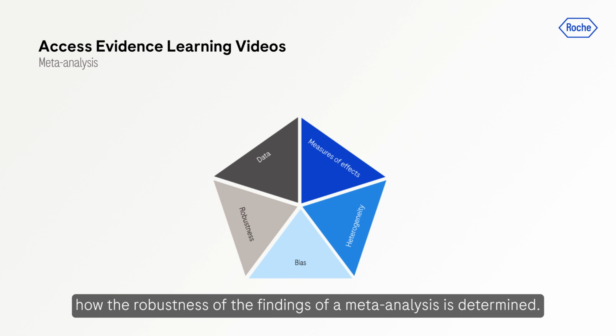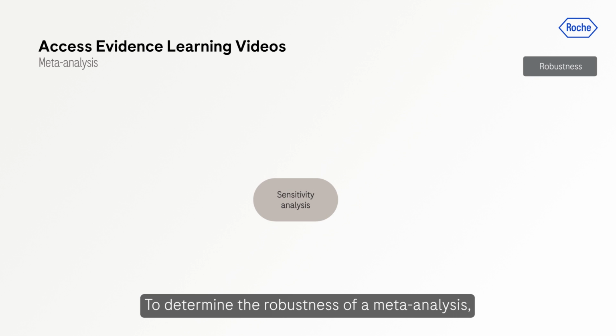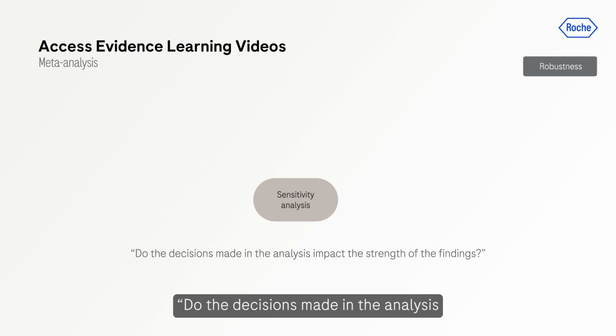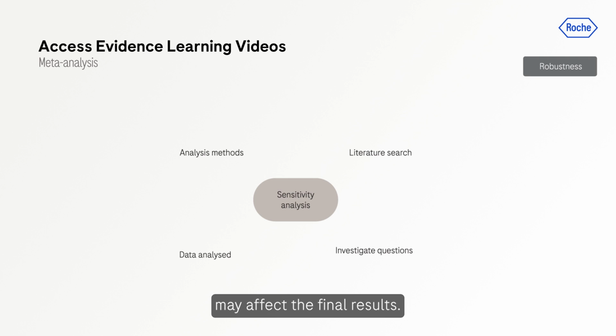Finally, let's look at how the robustness of the findings of a meta-analysis is determined. To determine the robustness of a meta-analysis, a sensitivity analysis can be performed. This will answer the question: do the decisions made in the analysis impact the strength of the findings? If the answer to this question is no, then the results of the analysis can be viewed with a higher degree of certainty. Decisions taken at each stage of a meta-analysis may affect the final results.